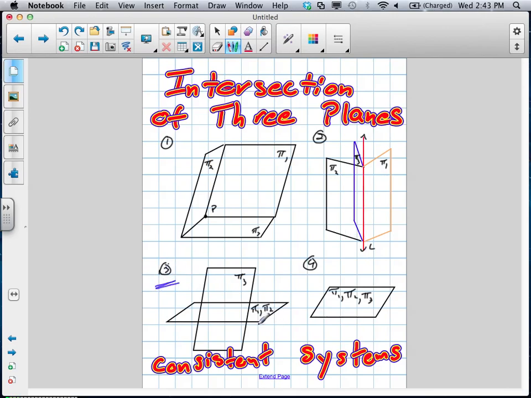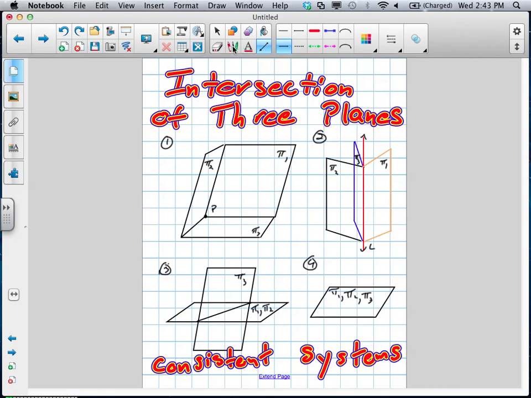Case number 3 is when two of the planes are coincident planes, and they again intersect at a line, but the only difference is two of the planes are the same, so we're only looking at one line again. And finally, the fourth case is when they're all coincident planes, so they have infinite number of solutions.